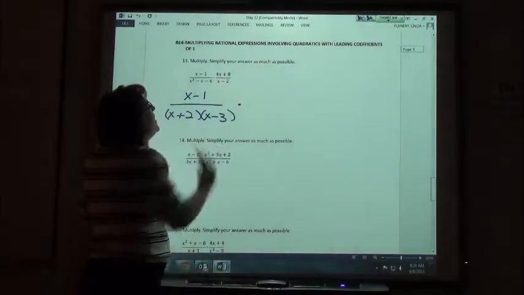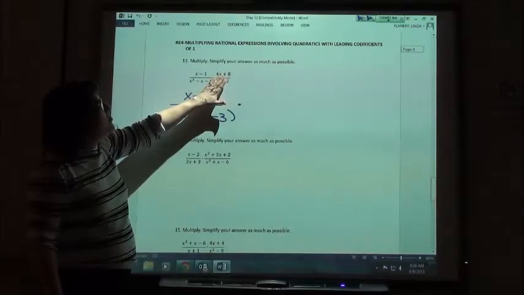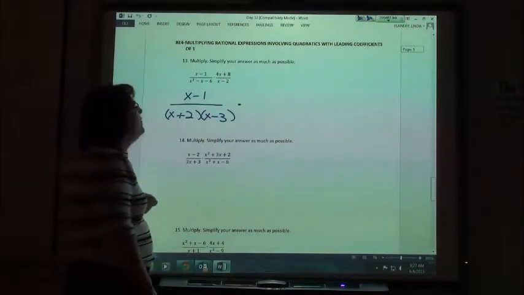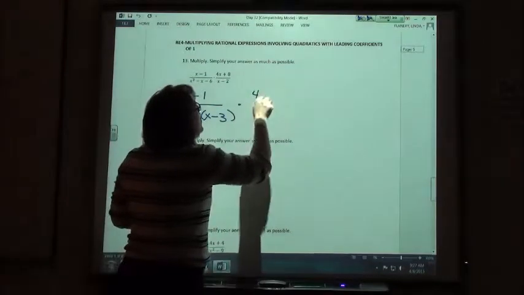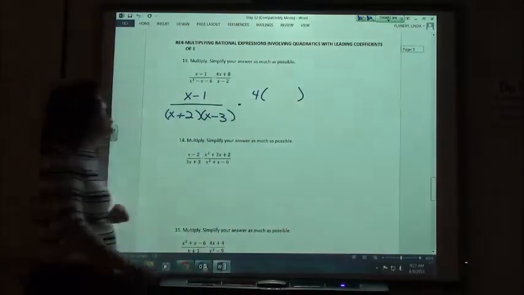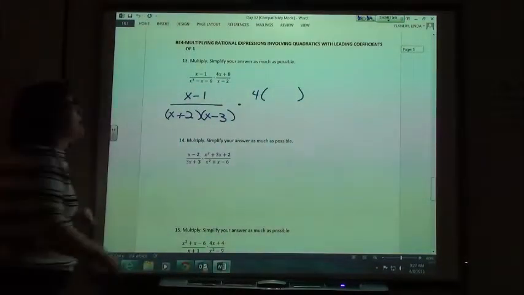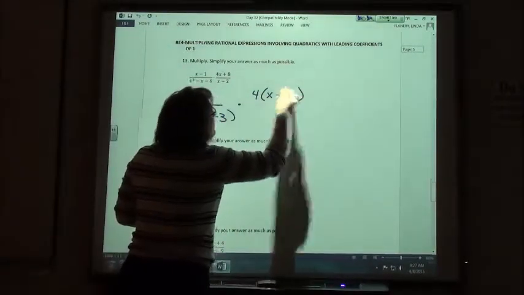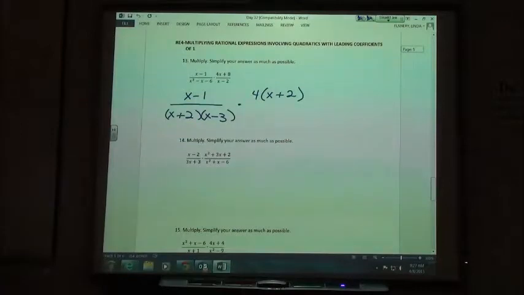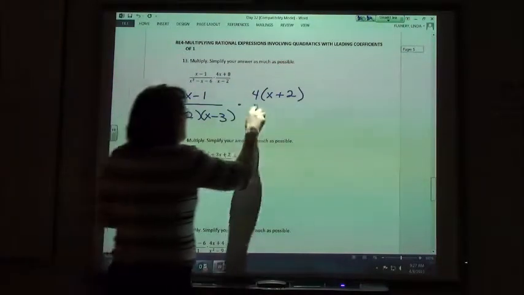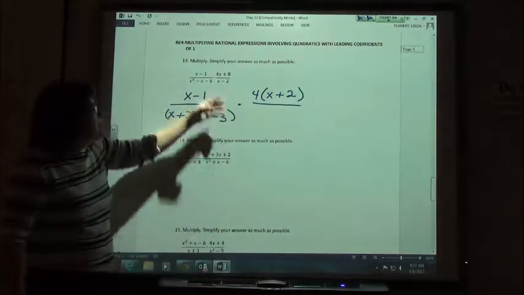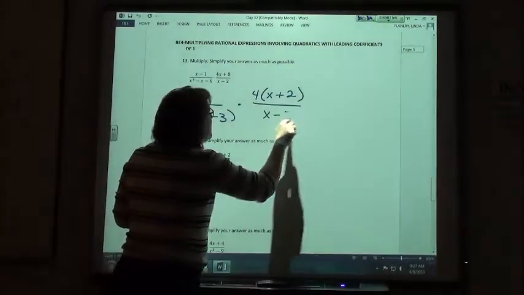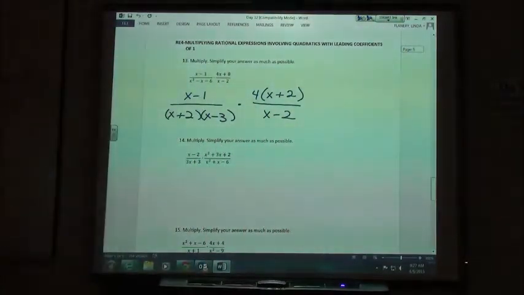On the top of the second fraction, it doesn't have the squared, but it does have a greatest common factor of 4. So I'm going to take the 4, put it in front, and divide each of those by 4. 4x divided by 4 gives me an x, and 8 divided by 4 is 2. The bottom of that second fraction doesn't have a square, doesn't have a greatest common factor, can't do anything with it, so I just leave it as x minus 2.